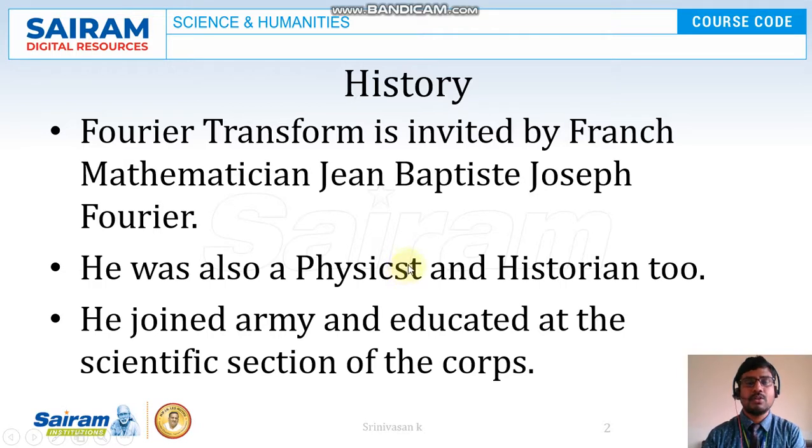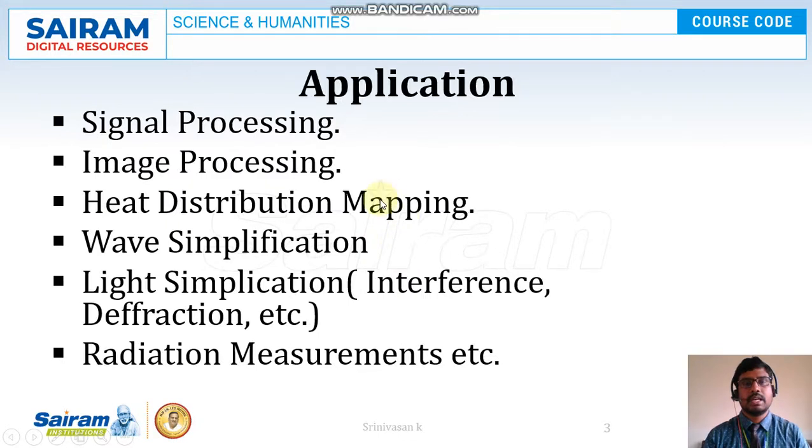So what are the applications of Fourier transform and where do we use it? We use it in the following fields: signal processing, image processing, and heat distribution mapping. Signal processing is used in the ECE and EEE fields. Image processing is used in the film industry, and heat distribution mapping is used in the mechanical field. Also wave simplification, light simplification, and radiant measurement, etc.